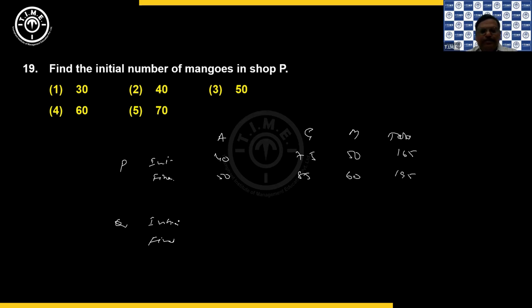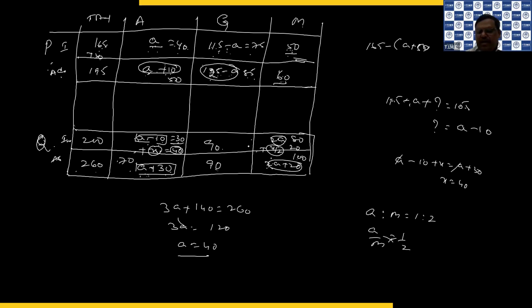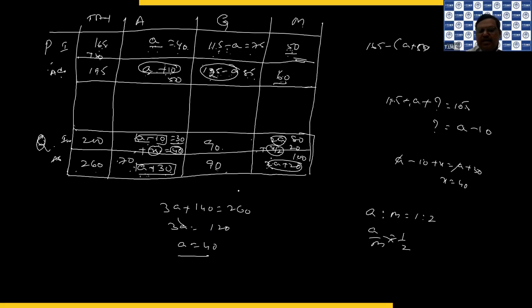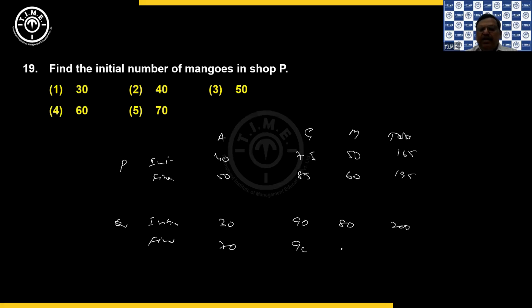Now Q, you take 30, 90, 80, total is 200. Right? Here final is 70, 90, 100. So friends, it is 260. The addition is 40, the addition is 0, the addition is 20. In P the addition is 10 in each case, so the total increase is 30. In Q the total increase is 60. You can see 40 plus 20 is 60, and 10, 10, 10 is 30. With this, we can answer the questions, friends.